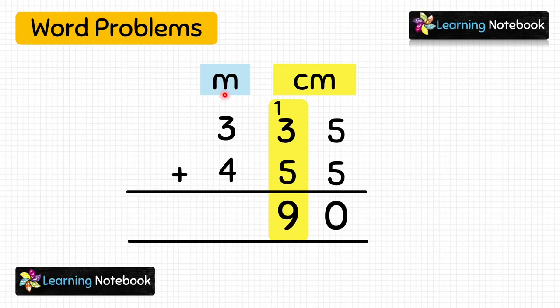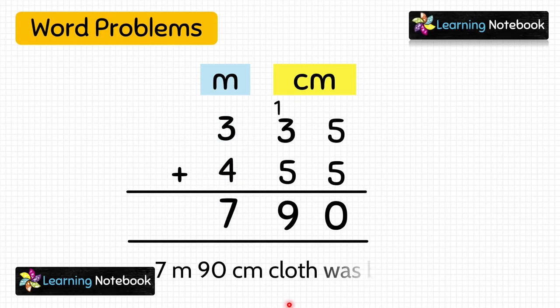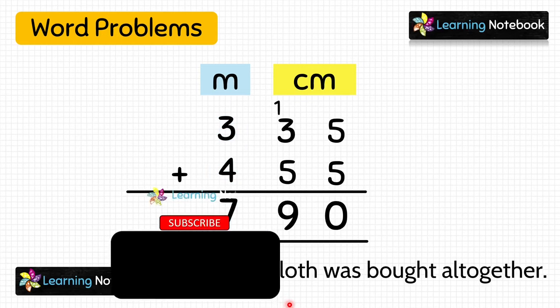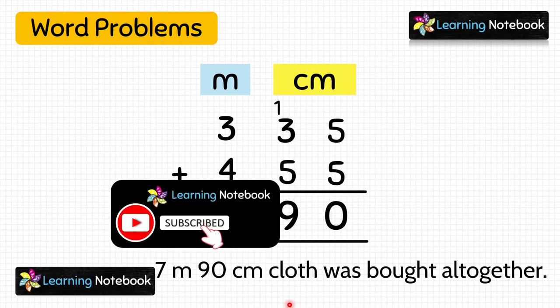Let's move to the meter column. 3 plus 4 equal to 7. So we have got the answer as 7 meter 90 centimeter. So this much cloth was bought altogether.